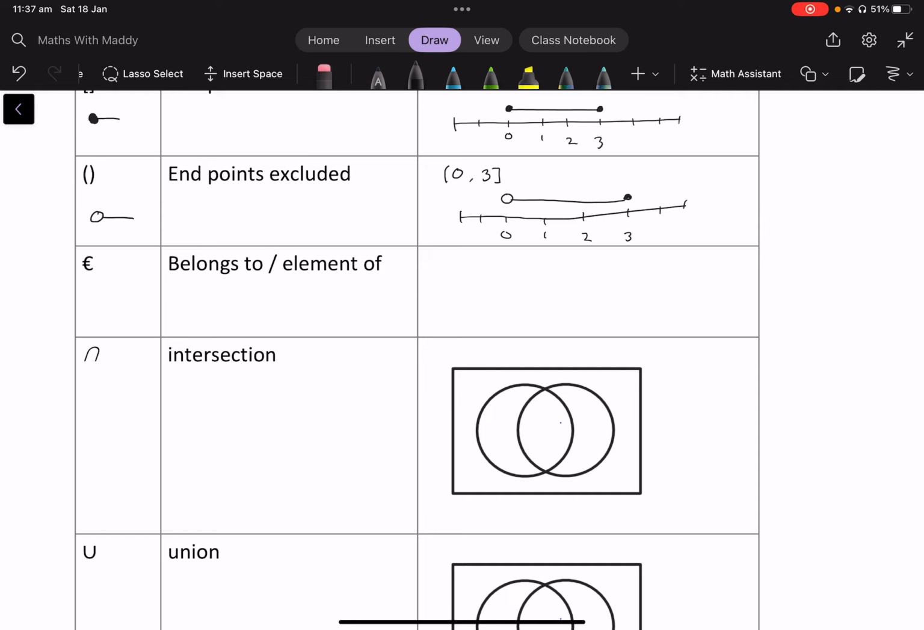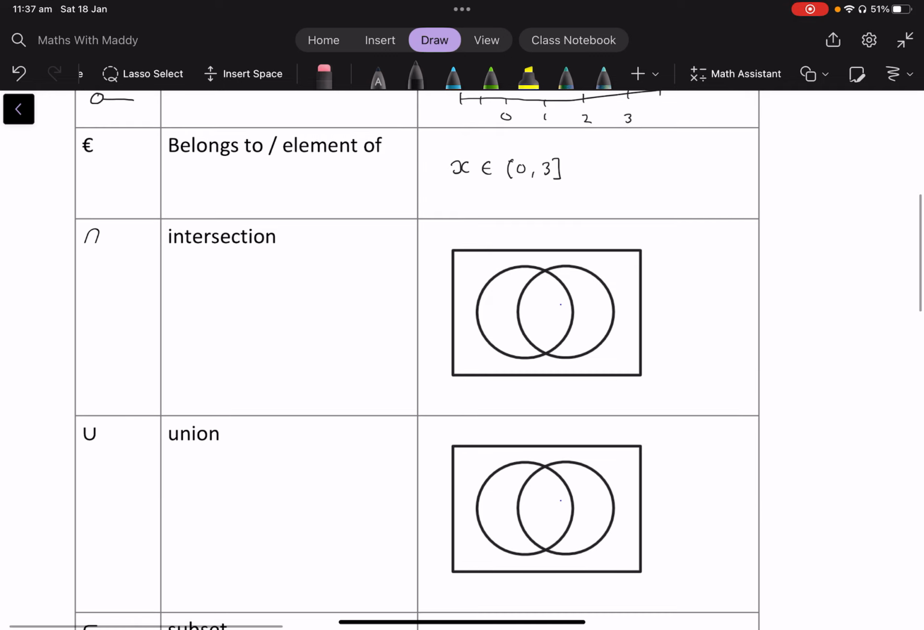This E symbol refers to belongs to or an element of, which means you can represent this in questions. It'll come across as X belongs to this set of values. So 0 to 3, you could say, this is what X could be. X could be the numbers 0, 1, 2, 3, and anything in between those.